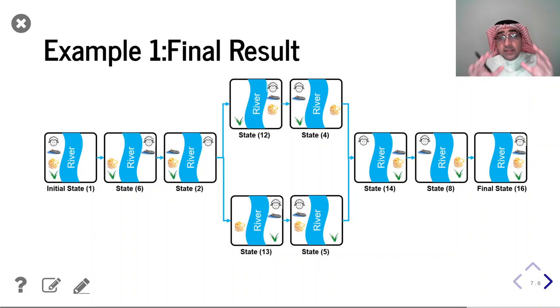Okay, all states that are possible and have no issues, and then we arrange those states based on the constraint that I can only take with me one object or no objects. Once you do that, you come up with the thing that you see on your screen now. So this is what you come up with.